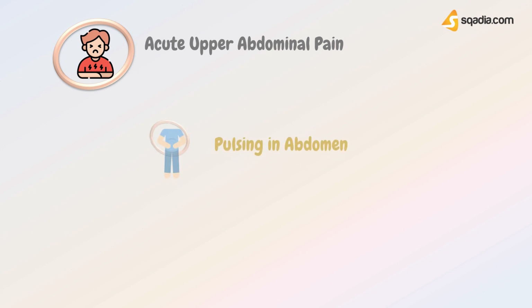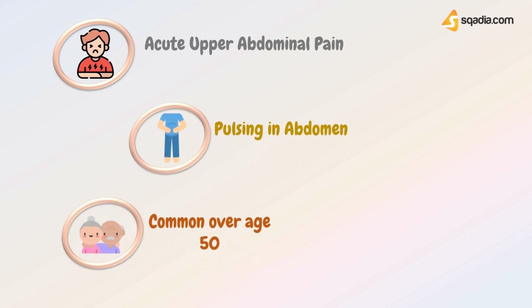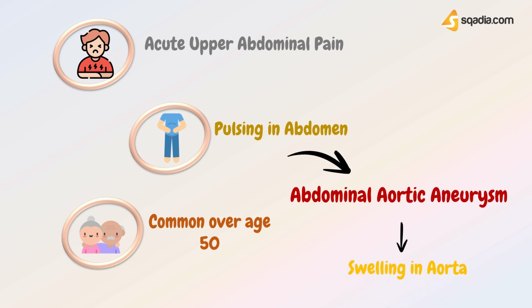What if your patient is having acute upper abdominal pain? Sometimes a pulsing can be felt in the abdomen, more common in people over age 50. Then these symptoms might be caused by abdominal aortic aneurysm, which is in fact a condition of swelling in the aorta, which is the largest blood vessel in the body.